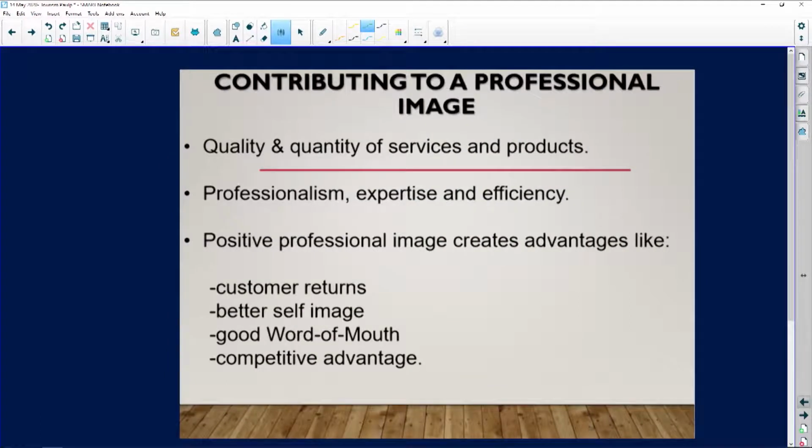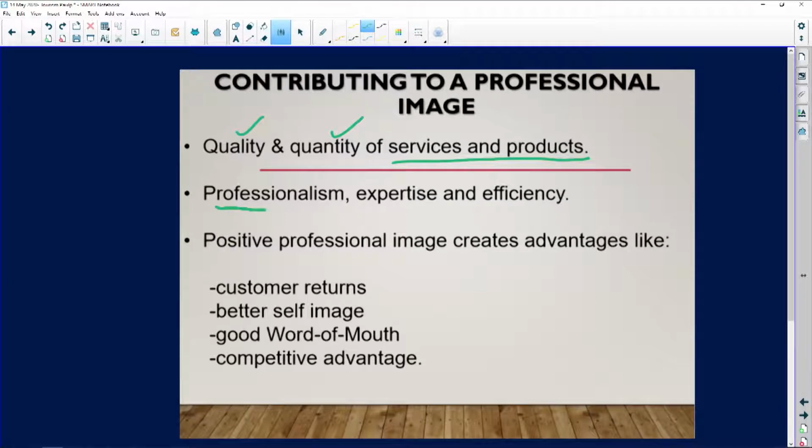All right, so what else contributes to a professional image? The quality and the quantity of your services and products. In other words, how effective are your services and how many of those services can you offer on that high standard? That's very important. Also, the way you conduct yourself in a professional manner will tell people that you have expertise in your field and that you can deal with customers effectively.